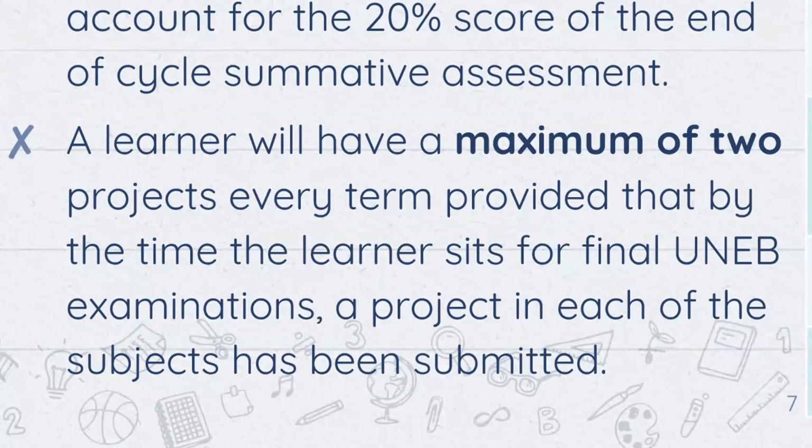Otherwise, if you give them, you end up giving them. So, if you are correct, you have no choice. You have to give them senior three, third term, senior four first term, and then senior four second term. Those are four terms, those are eight projects. So, let there be coordination.